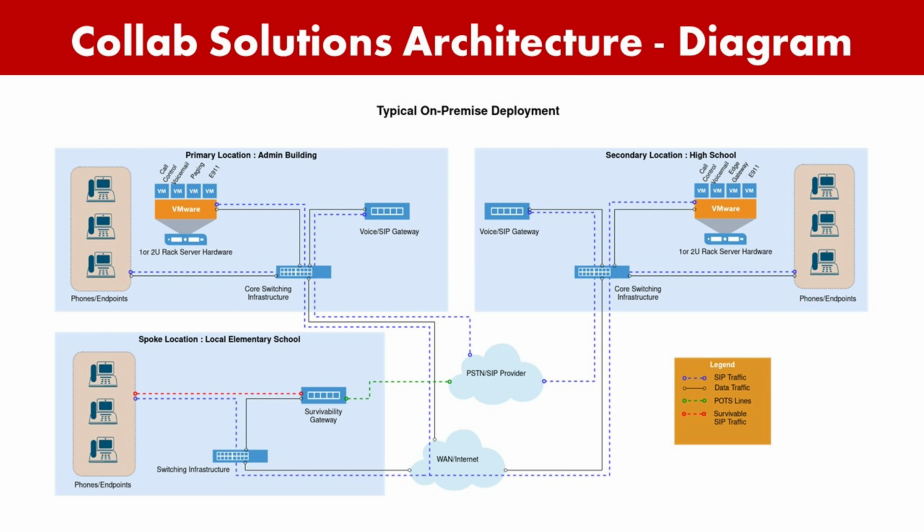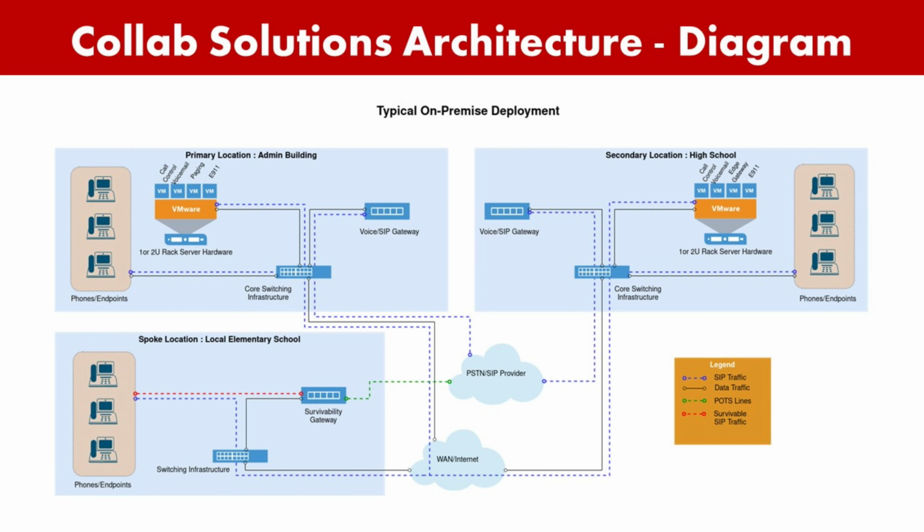And I say admin building and high school. In the commercial world, that might be your primary, like your HQ, and this might be a DR site or another significant location. And we have a voice/SIP gateway. Those are the way the public switched telephone network ingresses your VoIP system, where you get your telephone service. So it's centralized, but it is redundant in this model.